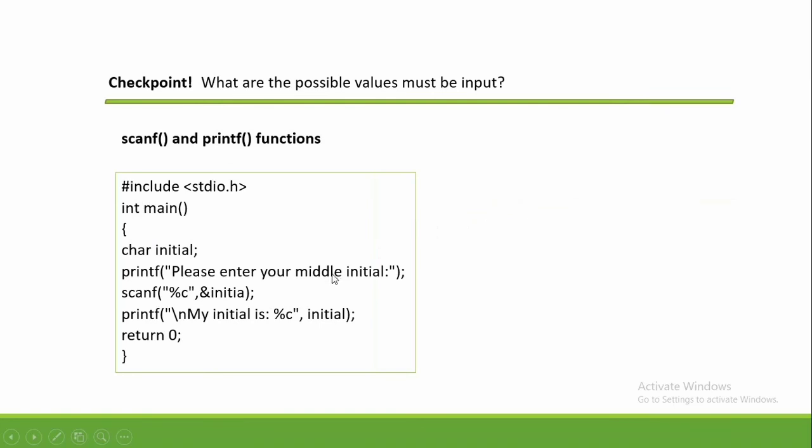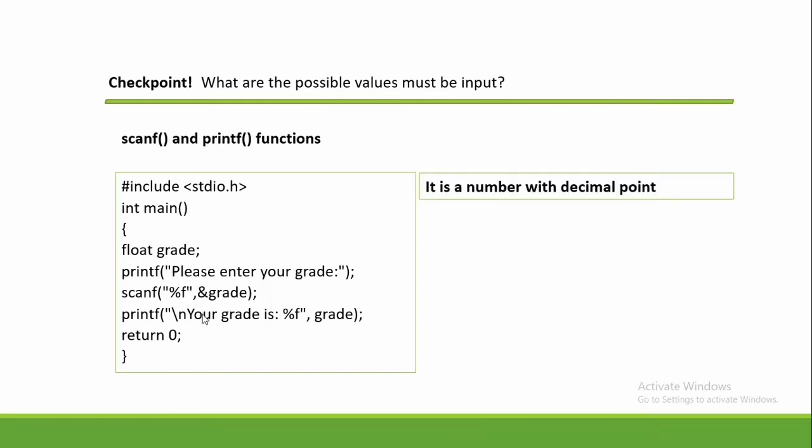And then in this example, what are the possible values that must be input? Because we use the %c format specifier, it is expected that the user will input a letter character. It could be an uppercase or lowercase character. And then in this simple program, what are the possible values that must be input? So of course it is expected that the user should input a number with a decimal point, because we use %f here, that is a floating point number. Okay.